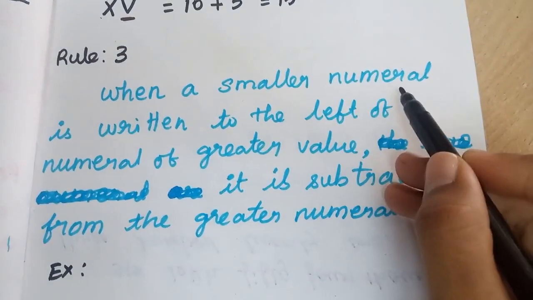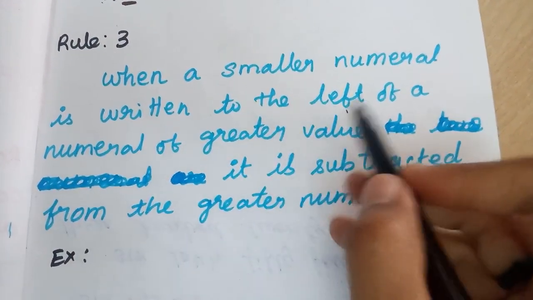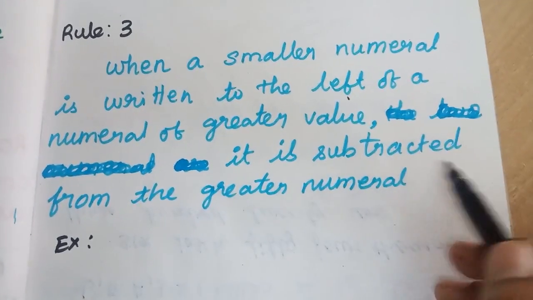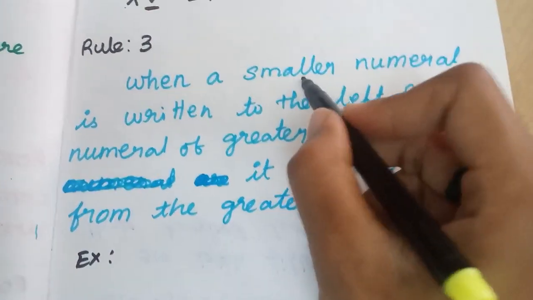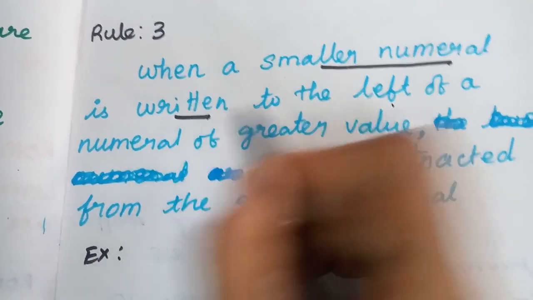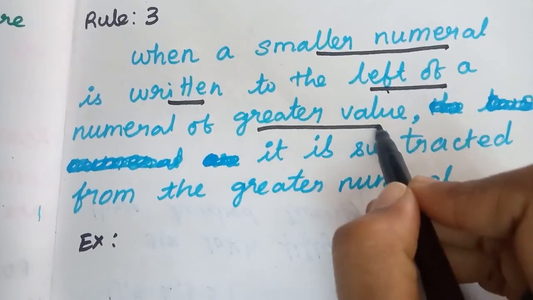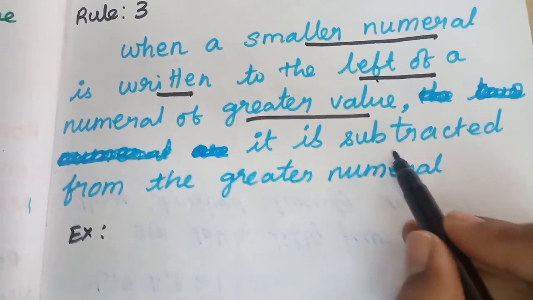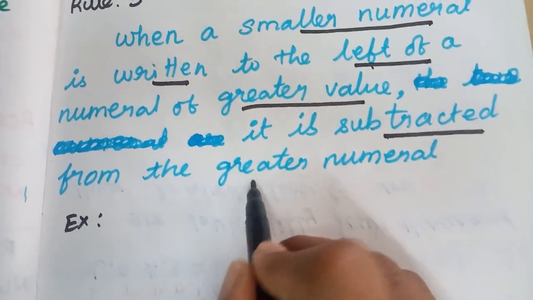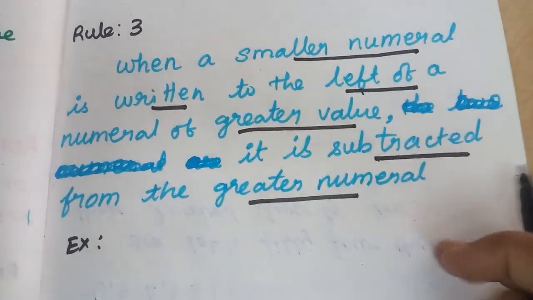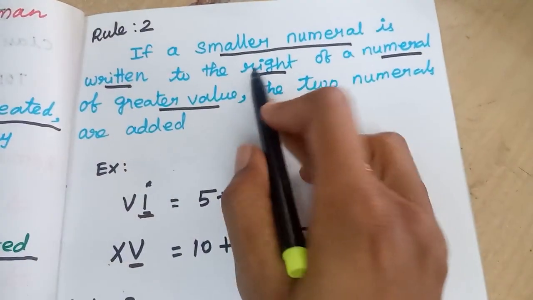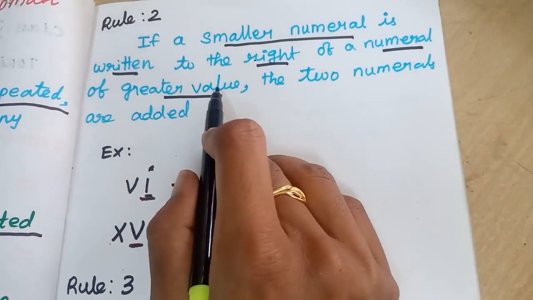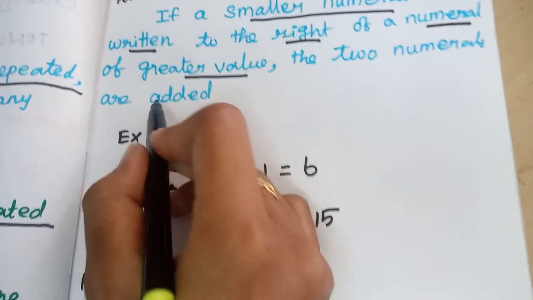When a smaller numeral is written to the left of the numeral of the greater value, it is subtracted from the greater numeral. See the previous rule: the smaller numeral is written to the right of the numeral of the greater value, the two numerals are added.